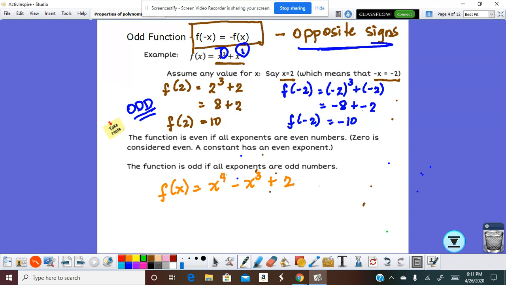The exponents are 4, which is an even number, 3, which is an odd number, and then you have a constant. The exponent of the variable here is 0, which is an even number. So you have a combination of even, 4 and 0, and the odd number 3. Therefore, this function is neither even nor odd. So that is how you determine whether a function is even or odd from the equation.